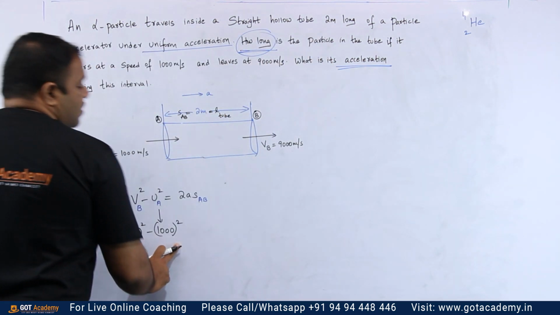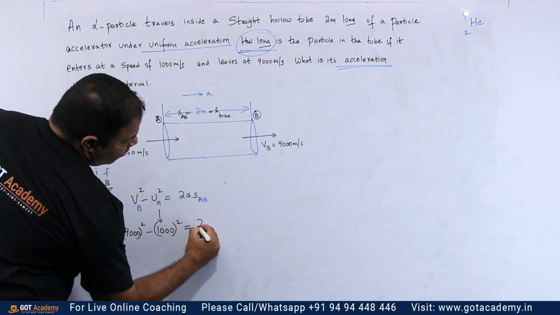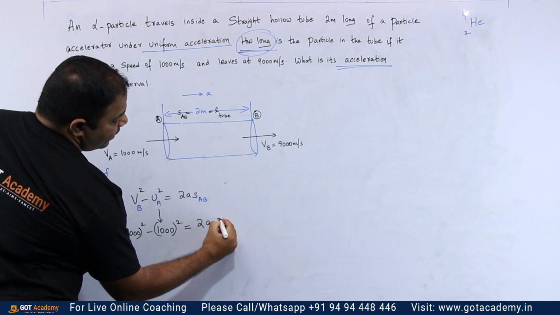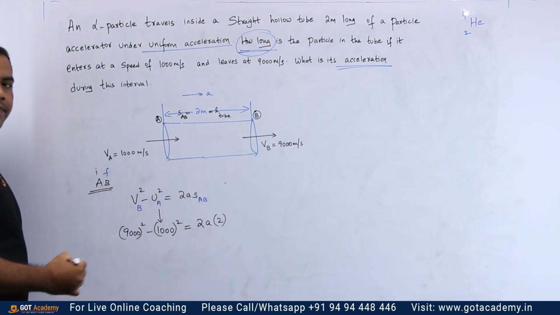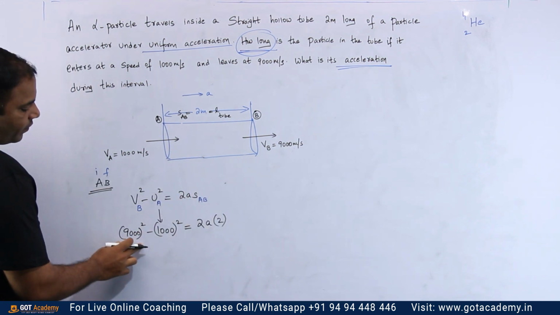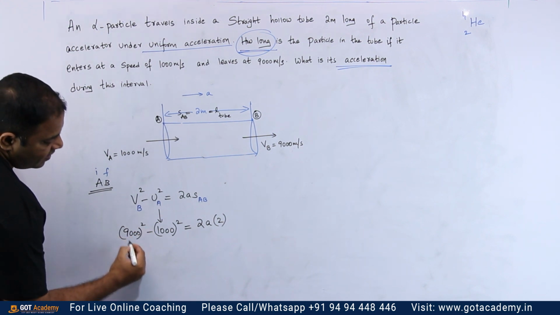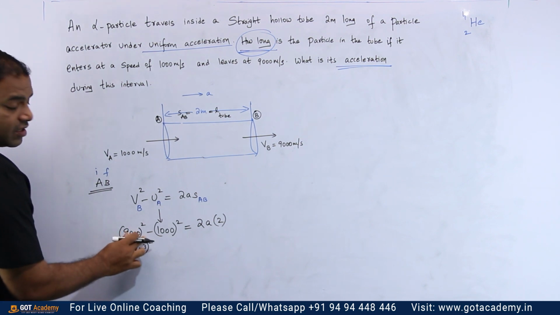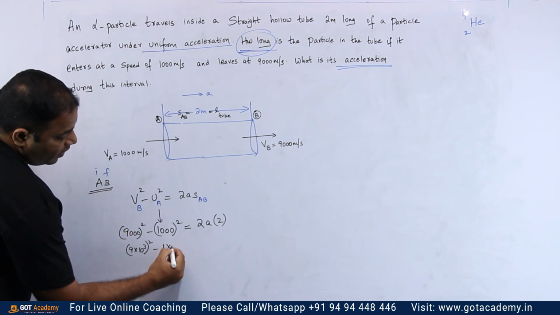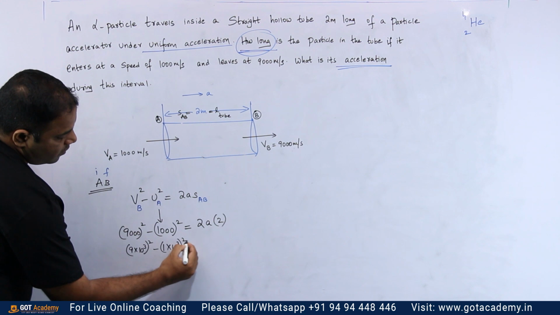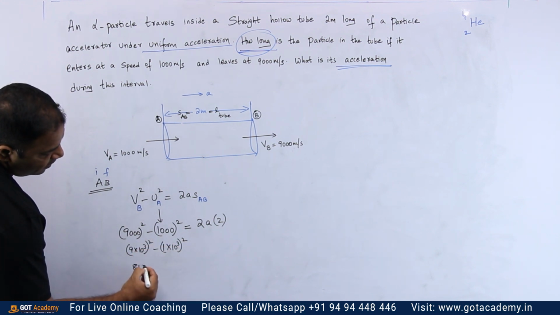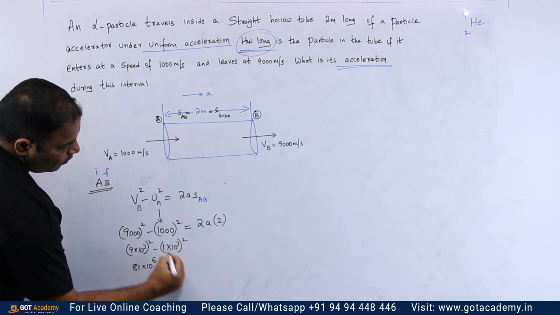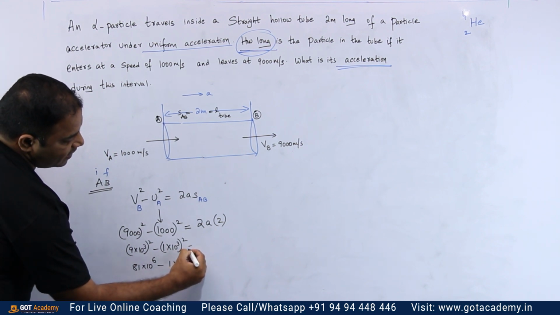So the velocity at point B squared minus the velocity at point A squared is equal to 2 times acceleration times the distance from A to B, which is 2 meters. Here I will write 9 into 10 power 3, because of 3 zeros, and this is 1 into 10 power 3. So whole square, 9 squared is 81 into 10 power 6, and this is 1 squared into 10 power 6.